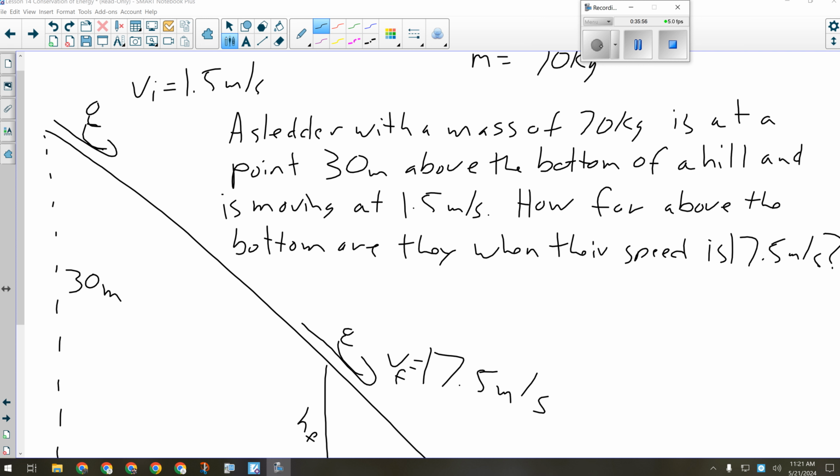Okay, so in this one, our givens are that we know the initial speed. They're moving at 1.5 meters per second when they are starting this on the hill. We know that their initial height is 30 meters, and we know their final speed is 17.5 meters per second. What we're looking for is their final height.